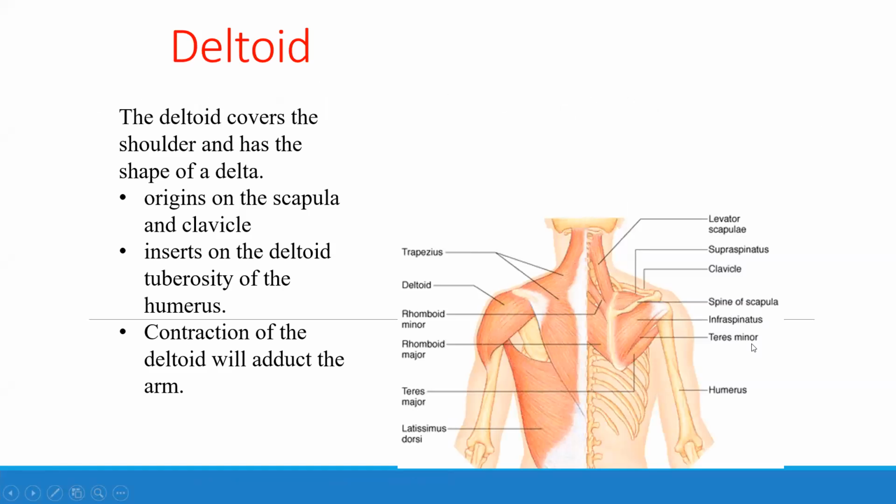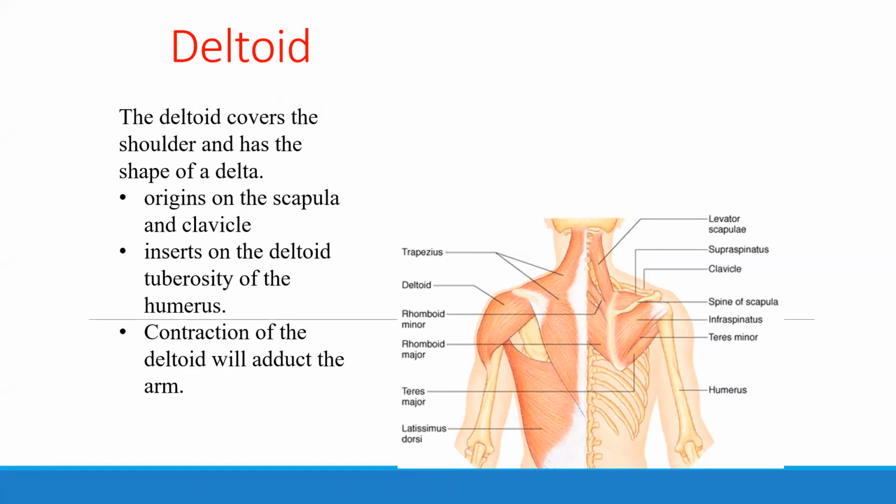Now the deltoid muscle sits on top of the shoulder. It inserts on the deltoid tuberosity of the humerus. And when the deltoid muscle contracts, it allows us to bring our arm in close to our body. That's called adduction. We adduct the arm. We add the arm closer to the body.